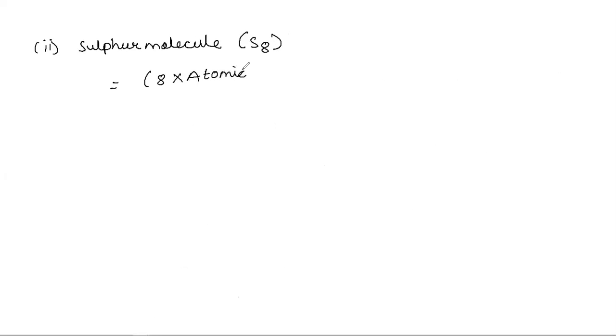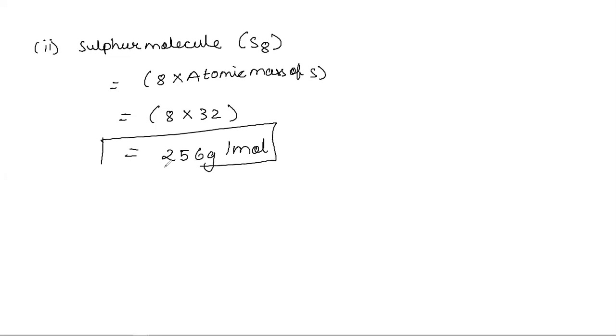लेट अस सी वन मोर एग्जांपल. सल्फर मॉलिक्यूल. So I am saying you calculate the molar mass of sulfur molecule. Now sulfur molecules in the sense S8, right? So that is 8 into atomic mass of sulfur, or you can say mass of sulfur. So that is 8 into 32. So that is 256 gram per mole. So this way you have to calculate the molar mass.